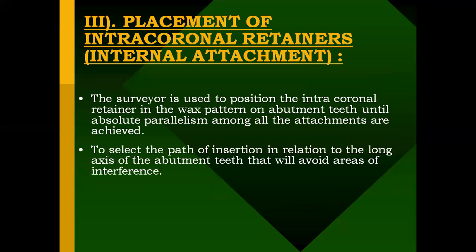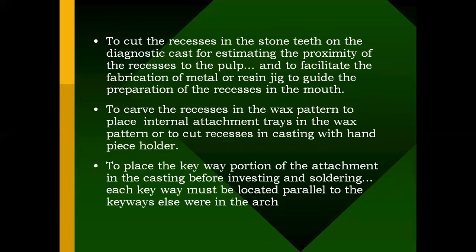The surveyor is used to position the intracoronal retainer in the wax pattern on abutment teeth until absolute parallelism among all the attachments is achieved. To select the path of insertion in relation to the long axis of the abutment teeth, that will avoid areas of interference. Then surveyor can be used to cut the recess in the stone teeth on the diagnostic cast for estimating the proximity of the recess to the pulp and to facilitate the fabrication of metal or resin jig to guide the preparation of the recess in the mouth.